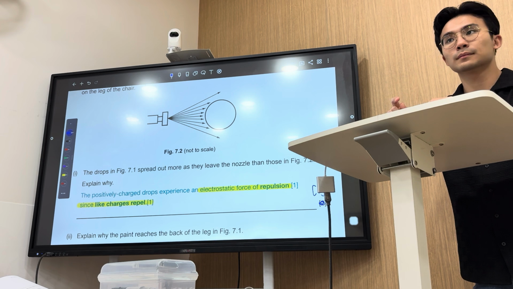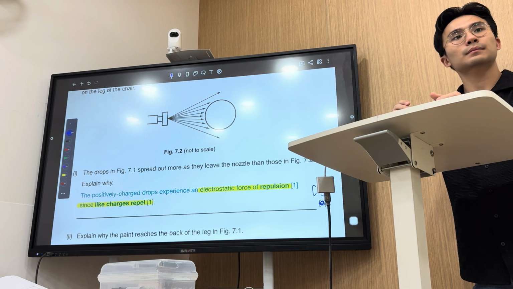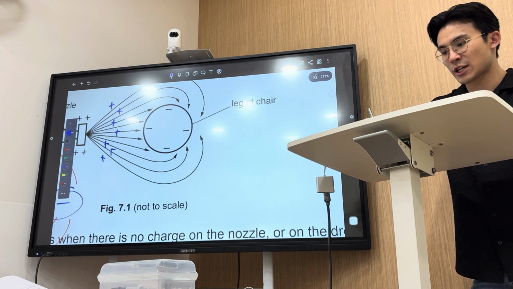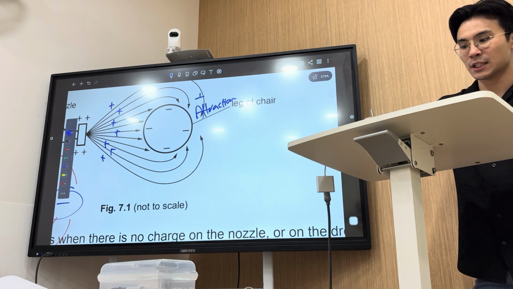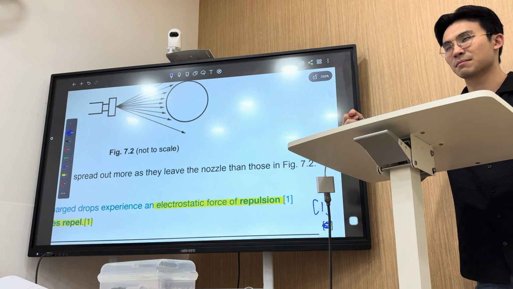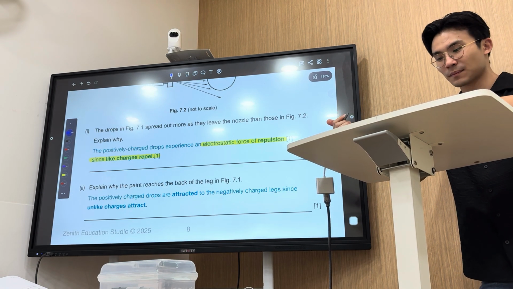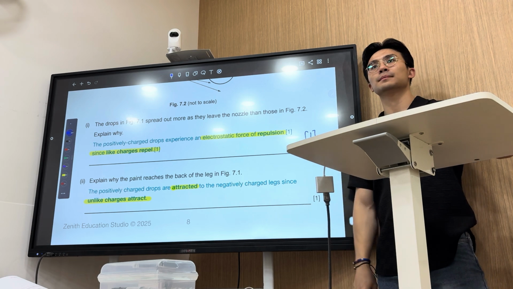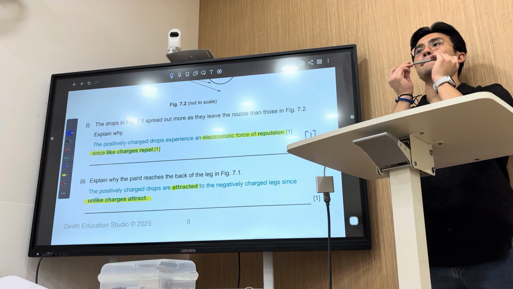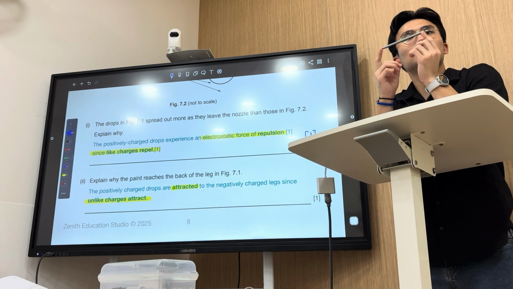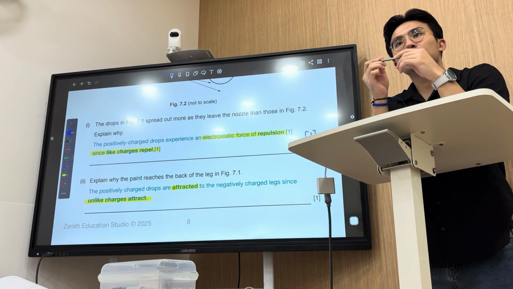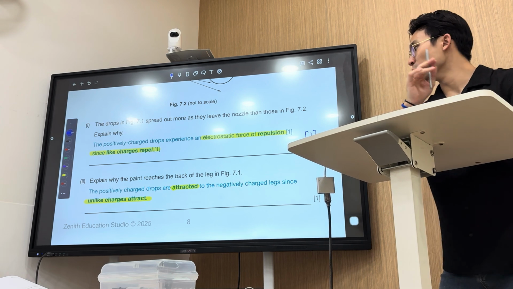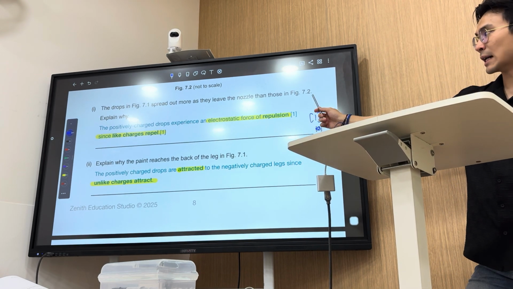Questions? If not, okay, why do you reach the back? Because obviously there is going to be attraction, from your positively charged particles to your negative chair leg. So it reaches the back because you are attracted, since unlike charges attract. This should be 1 mark, same as this one. Is that okay? Good. Javier? Problem? If not, okay, I will slowly scroll. This answer is pretty simple because the two of them are very similar.